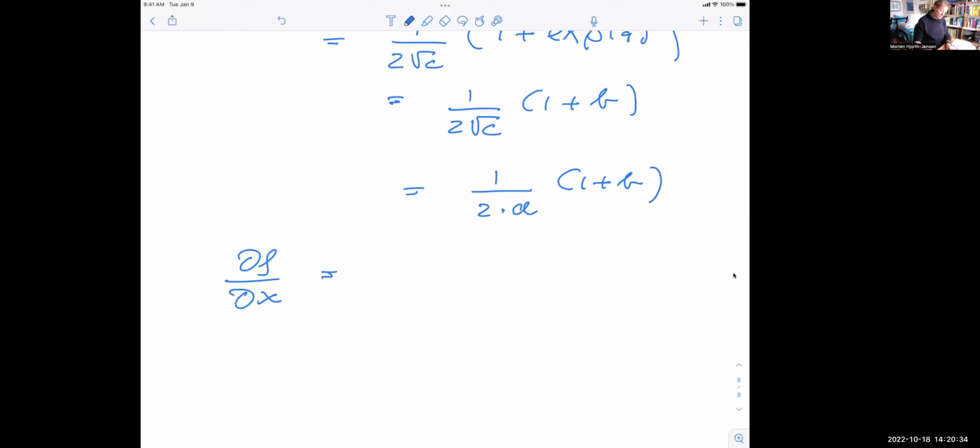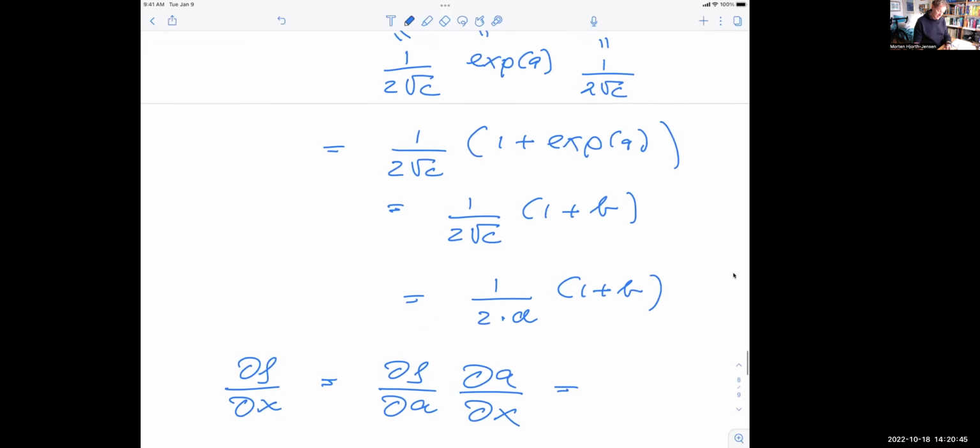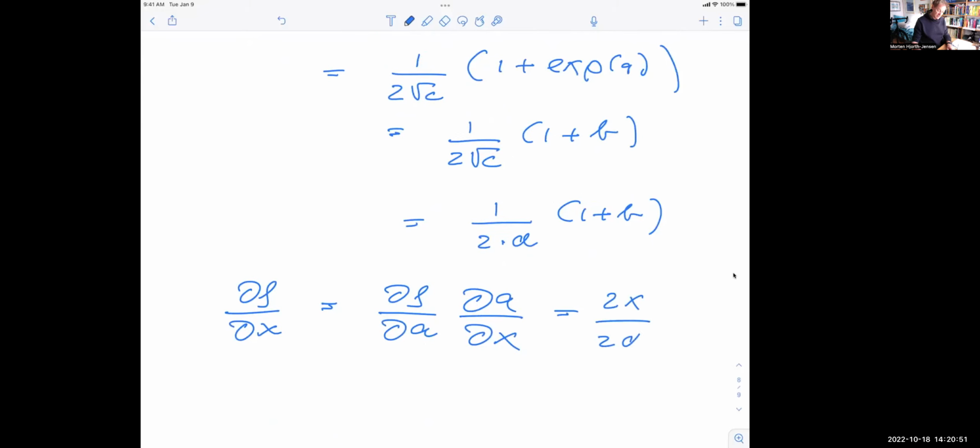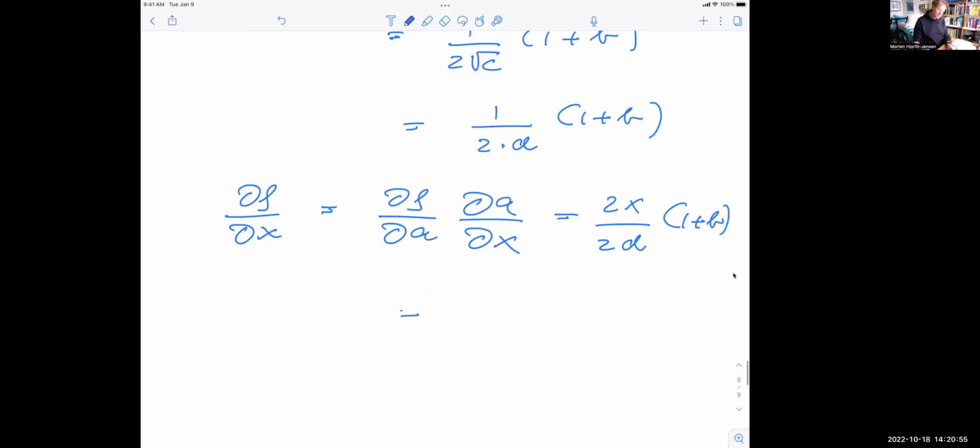is simply equal to df dA, again using the chain rule, times dA dx, which, when we plug everything in here from the previous calculation, is the same as 2 times x divided by 2 times d, multiplied with 1 plus b, and this is equal to x multiplied with 1 plus b, which is pre-calculated, and also d, which has been pre-calculated.